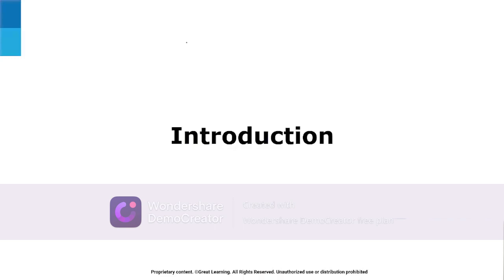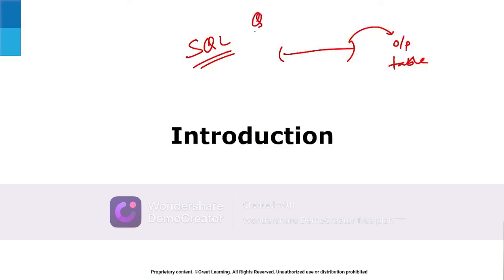Let's start with the introduction of joins. SQL is a structured query language, right? Now, in structured query language, we write a query. When this query runs, we will get some output. This output will be in table format, right? Now, why does this particular query have to be written? Because there will be a question, and we have to solve that question. That question will be solved using this query.